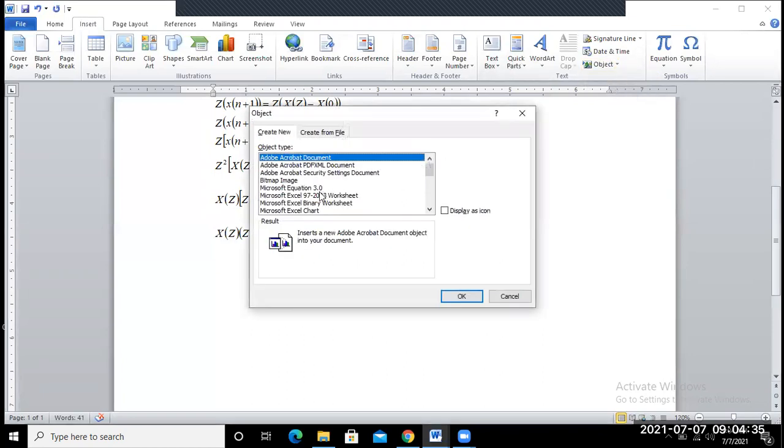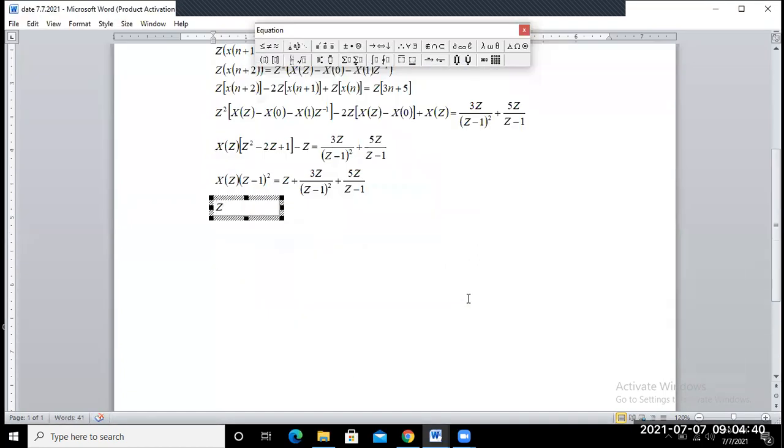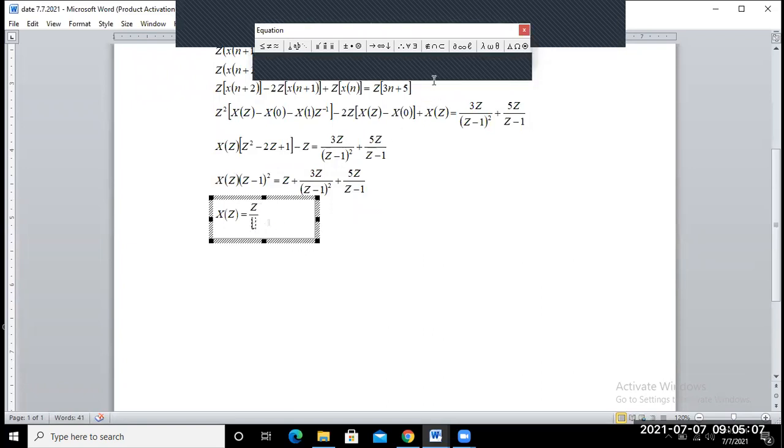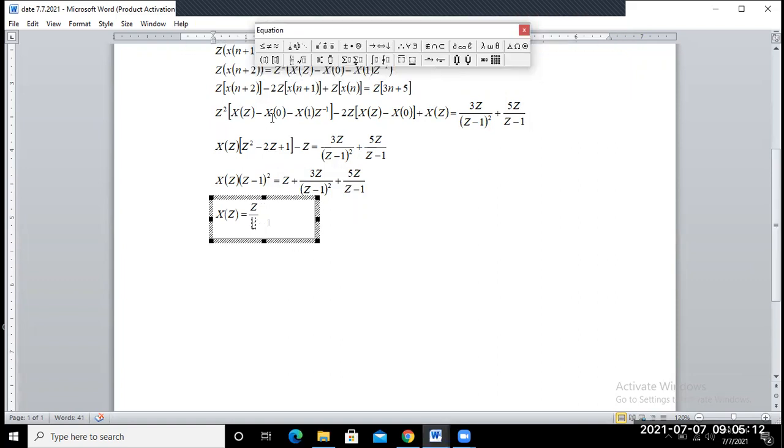So we can just write X(z) equal to z by z minus 1 whole to the power 2, and the second term becomes 3z by z minus 1 whole to the power 4.